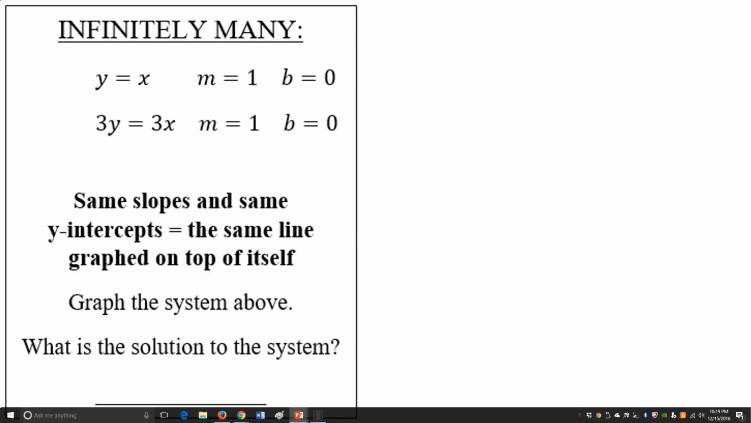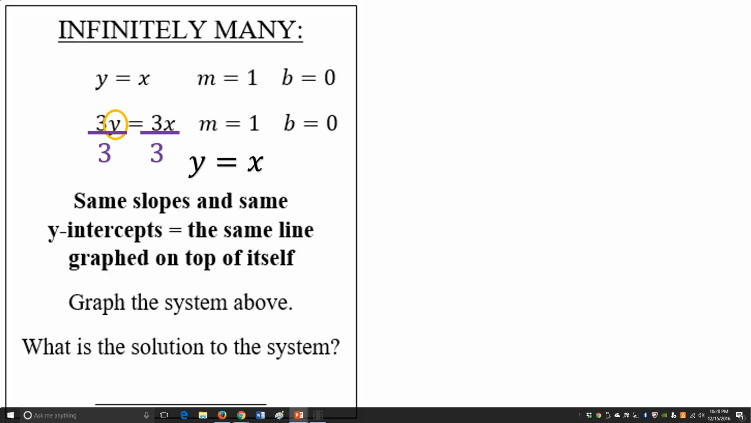And you'll notice the second equation on here is not written in slope-intercept form. And the reason for that is that we need to write it in slope-intercept form. So we want to get y by itself. In order to get rid of 3 times y, we need to undo 3 times y by dividing by 3 and dividing by 3. And you'll notice we get y equals x.